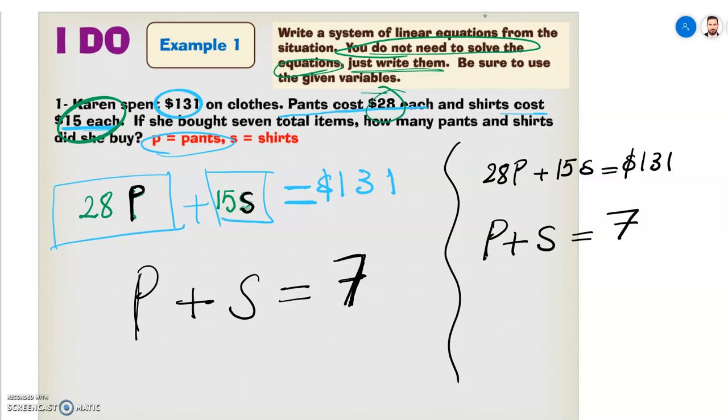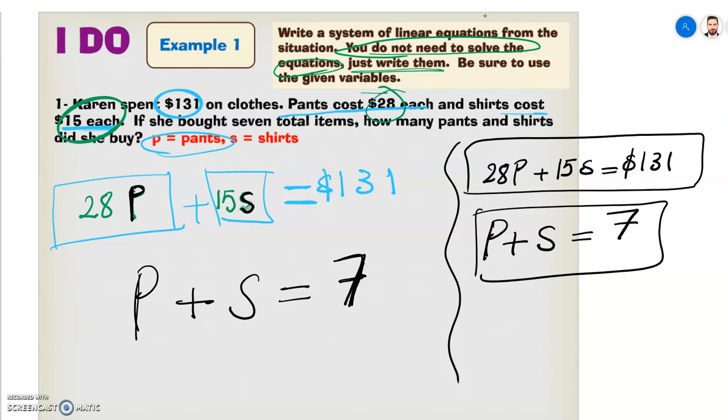What she bought is 7 total items. How many pants and shirts? I'm going to explain to you how to solve it, but not for this first video. Now we solve the questions as we analyze it, but we are going to get the solution, not for today. We are going to use the same equation, but inshallah from tomorrow.